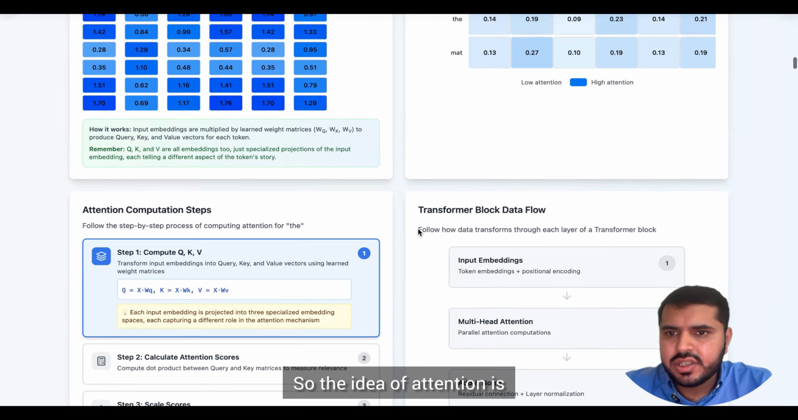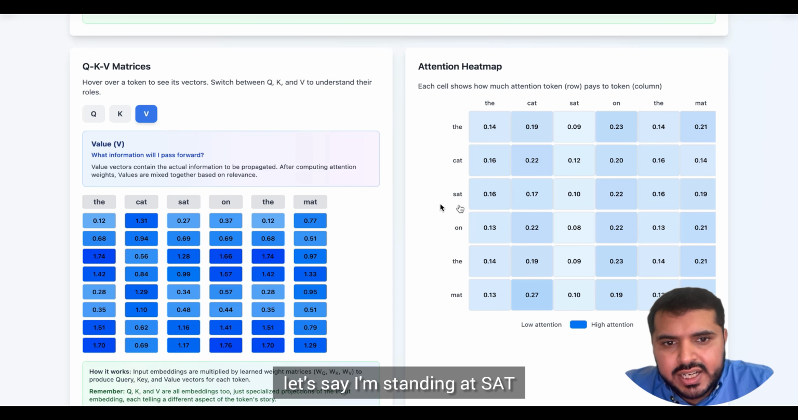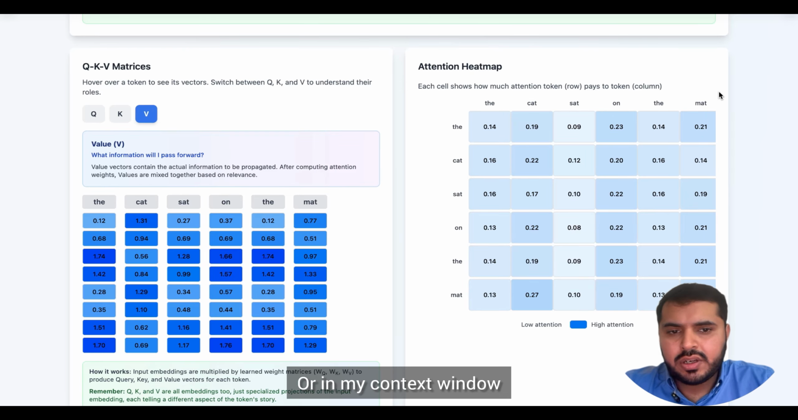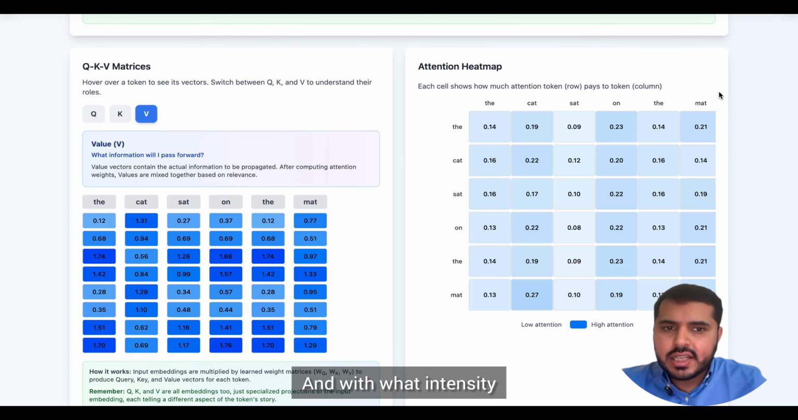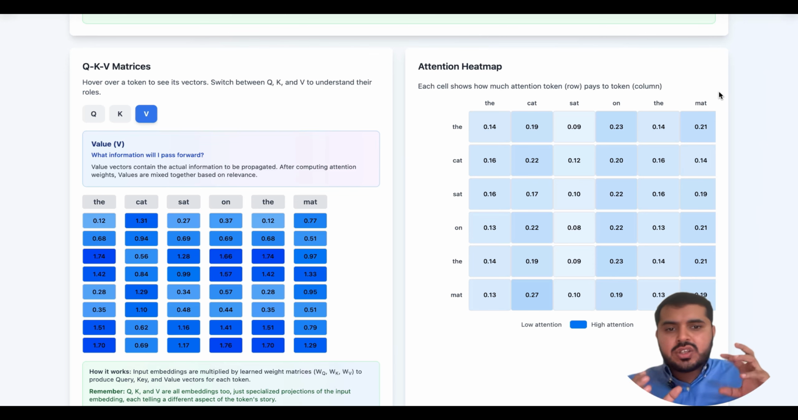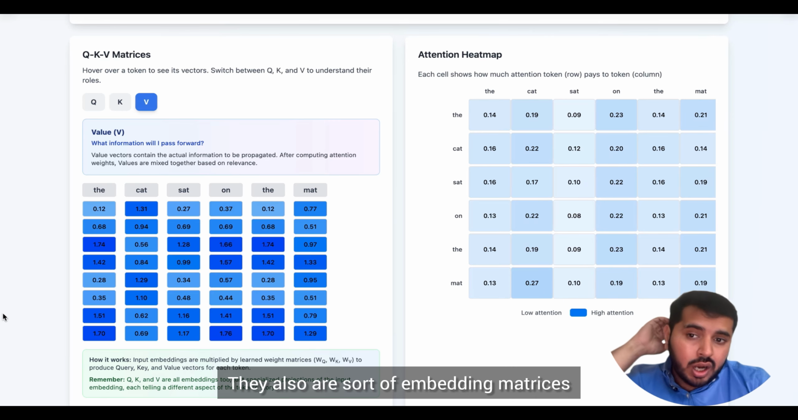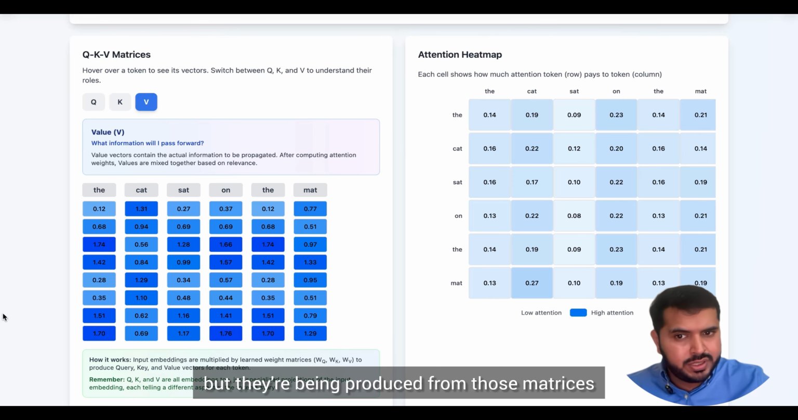So the idea of attention is that attention wants to know, out of all the tokens, let's say I'm standing at SAT, SAT wants to know out of all the tokens in this token set, or in my context window, which token should I attend to? And with what intensity, how do I relate to those tokens? This is what attention is trying to produce, right? So query, key, and value are simple matrices. They also are sort of embedding matrices. They are not exactly embedding matrices, but they are produced from those matrices, right?